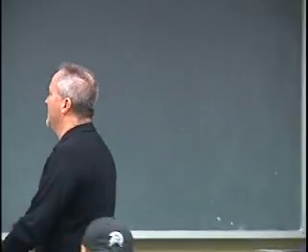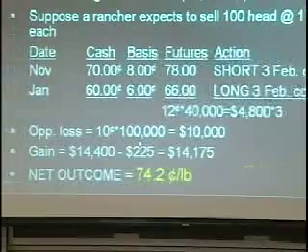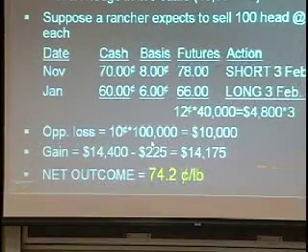Oh, where does the 225 come from? I'm sorry, that's the commission fee on 3 contracts. I'll tell you what that is. It's usually $50 or $75.